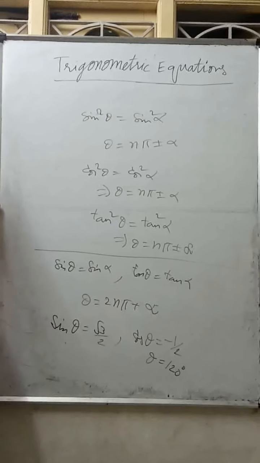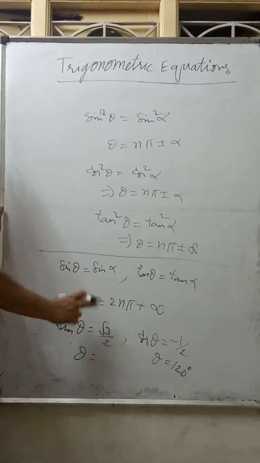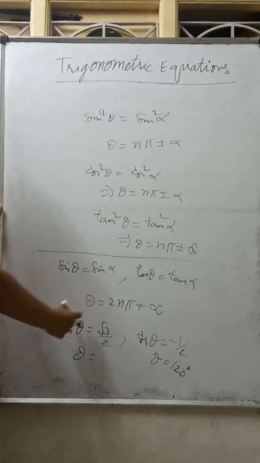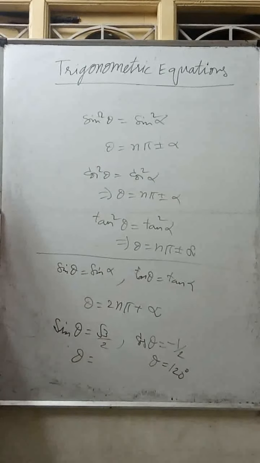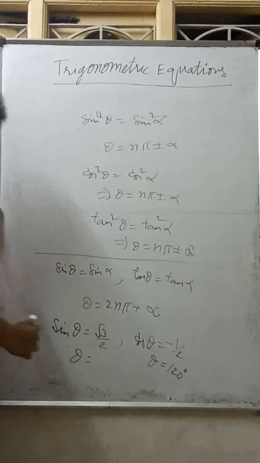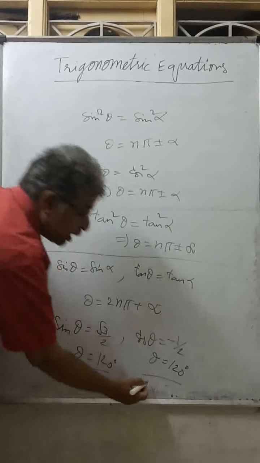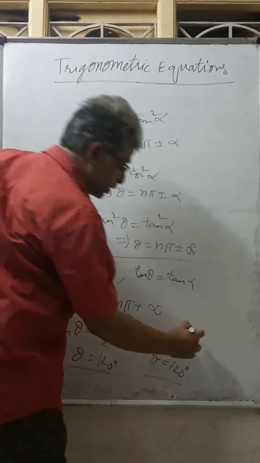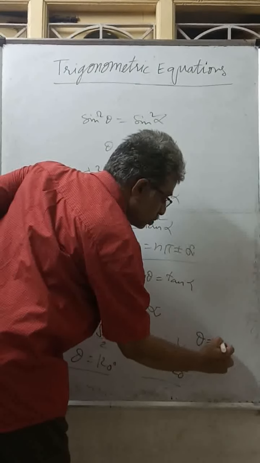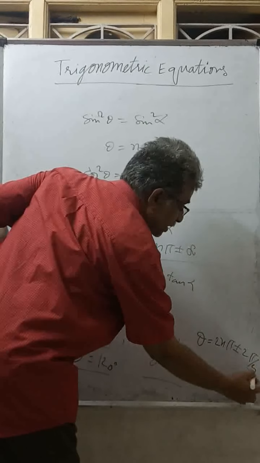Theta is 120 degrees. Here also, sin theta equal to root 3 by 2 means it can be in the first quadrant or in the second quadrant, where sin is positive. In the first quadrant it is 60 degrees; in the second quadrant, 180 minus 60, 120 degrees. Now both the angles are equal. From here I can go for the general solution: theta equal to 2n pi plus or minus 120, or 2 pi by 3.